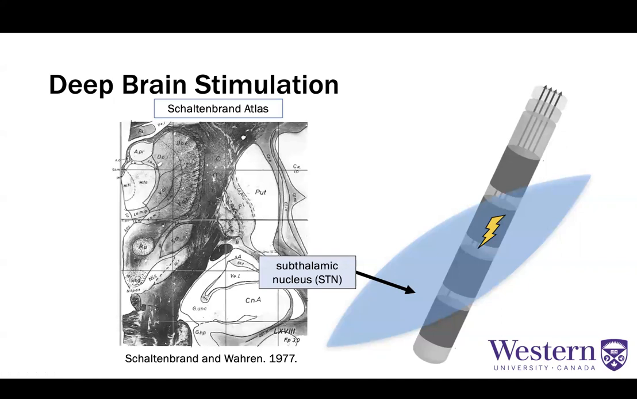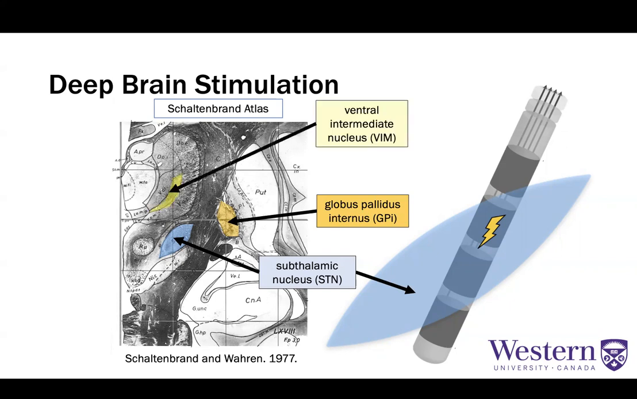Now, classically speaking, because these structures are quite small, we weren't able to see them with conventional imaging, so we would use a histological atlas, here like the Schaltenbrand atlas, and provide that mapping into the space of the individual patient. And there are numerous other targets in the basal ganglia and thalamus, including the globus pallidus internus, the ventral intermediate nucleus, and the caudal zona incerta.